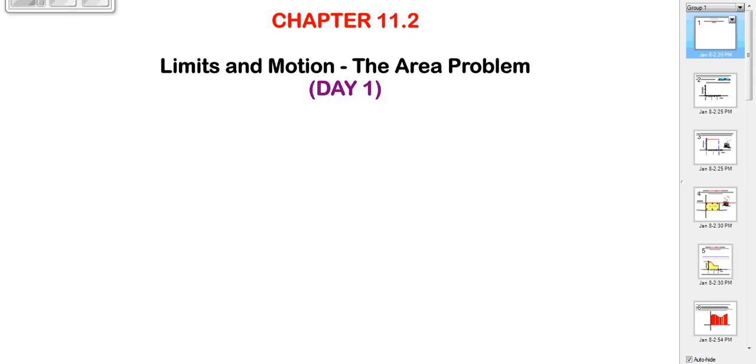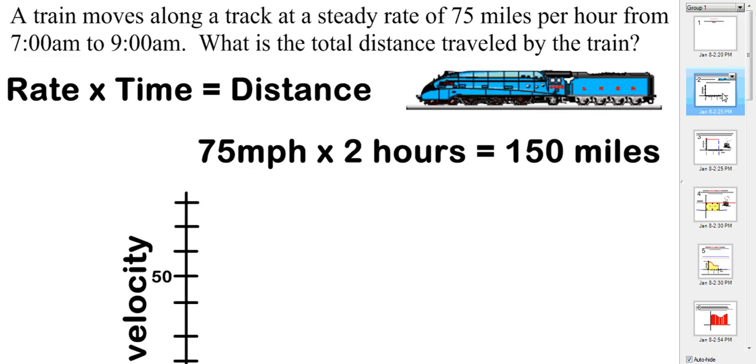Okay, in this section, we are going to look at how, back to our motion problems, they are related to area. So here's a little example. It says a train moves along a track at a steady rate. So this time their velocity is the same the entire trip. Steady rate at 75 miles per hour from 7 a.m. until 9 a.m. And what is the total distance traveled by the train?